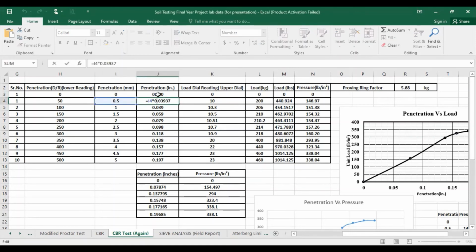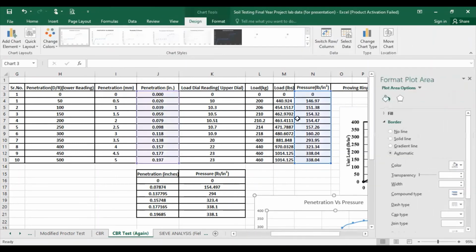When you are going to convert millimeters into inches, you have to multiply with 0.03937. You have to multiply all the values of penetration in millimeter with it. You can see over here I have multiplied this, this, this. So I got the value of penetration in inches, and I have plotted this graph. I have taken penetration in inches, and pressure in pounds per inch square.